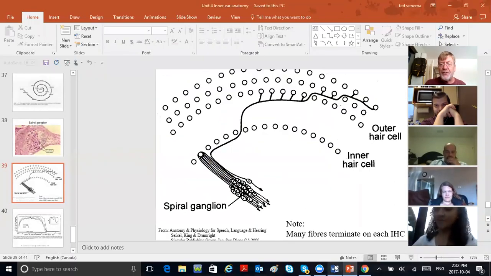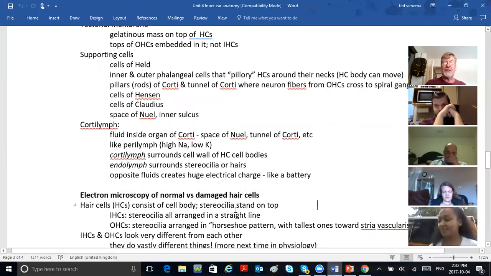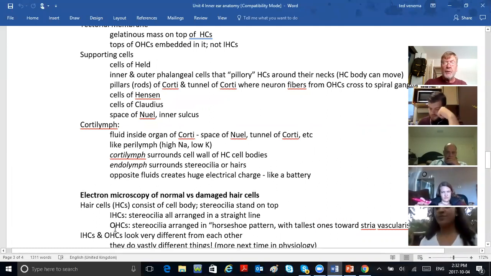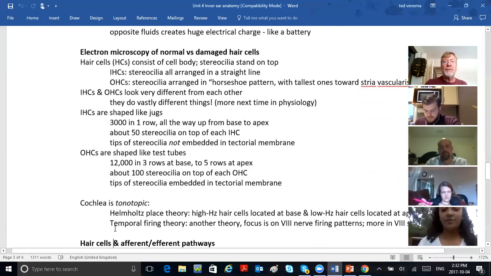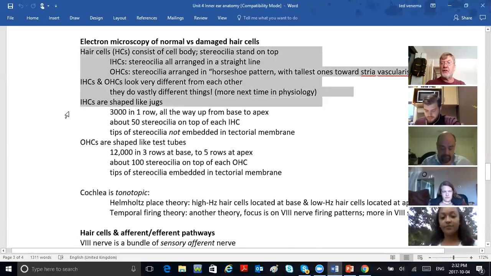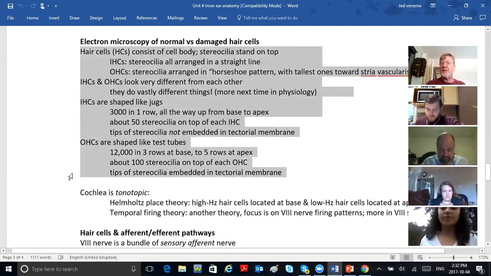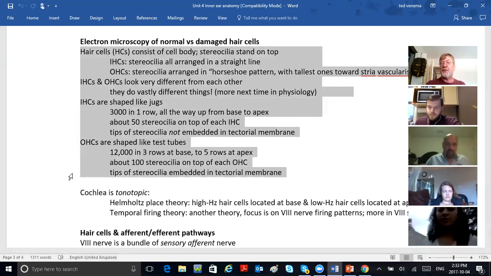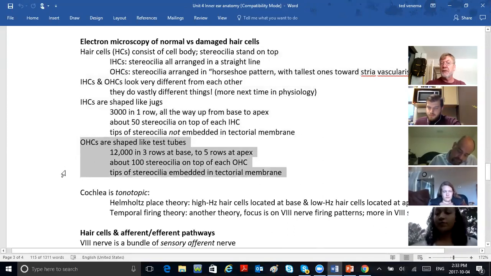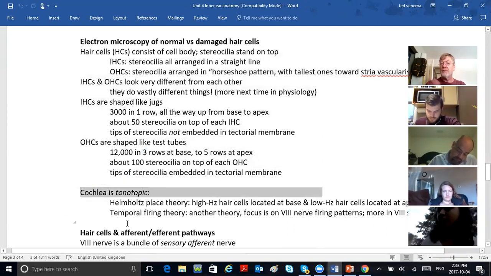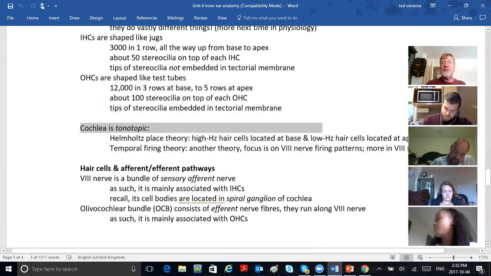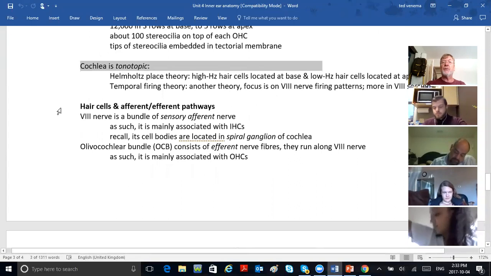Let's see if we can finish this here. Your notes. Okay, let's just follow your notes here. Working our way down. This is talking about the shapes of the hair cells, how many you have, how many stereocilia are on each one. Outer hair cells shaped like test tubes. 12,000 in 3 rows at the base to 5 rows at the apex. Look where we are here. Cochlea's tonotopic. Yep, we covered that. And last of all, the hair cells and the afferent, efferent pathways.